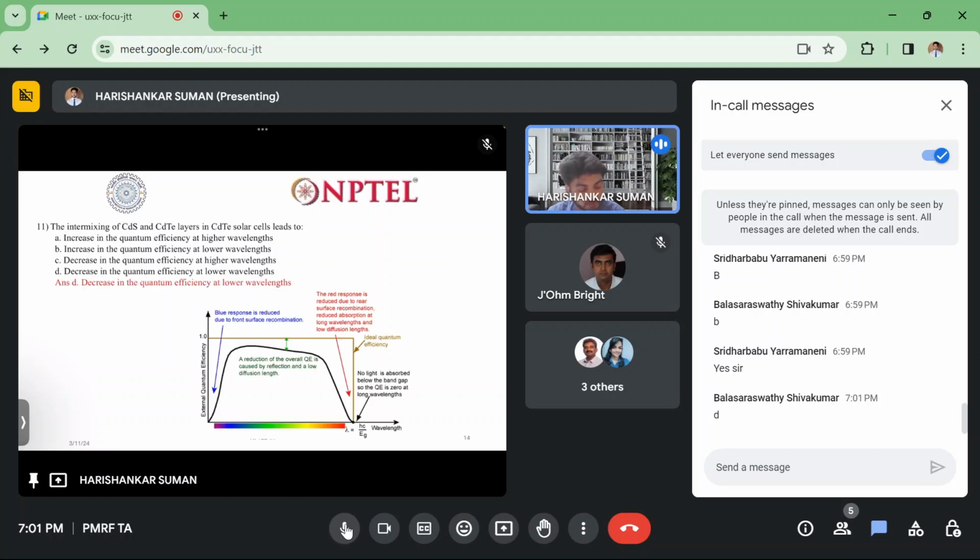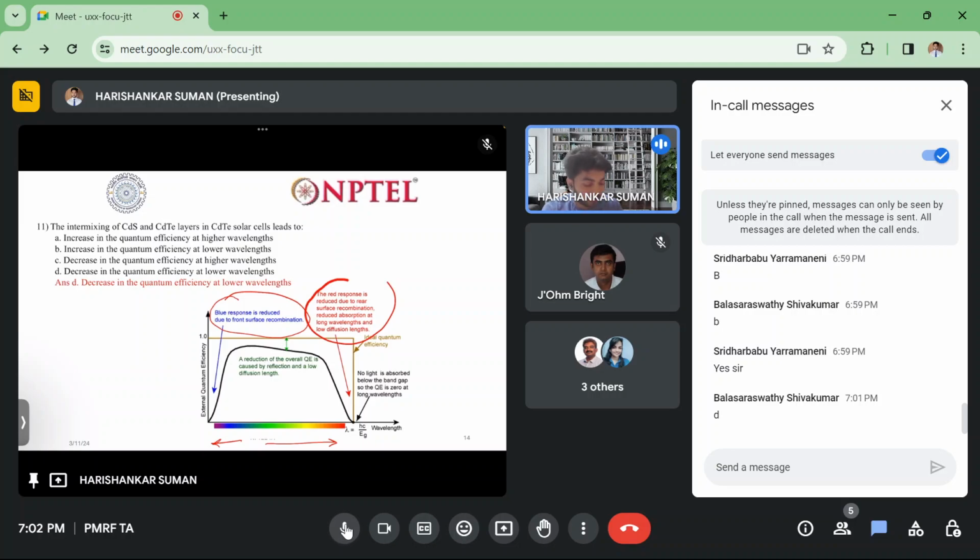So there is a decrease in the quantum efficiency at lower wavelength. This side is high wavelength, this side is low. So blue response is reduced due to the front surface recombination at lower wavelength. And red response is also reduced due to the rear surface recombination, reduced absorption at the long wavelength, and the low diffusion length.